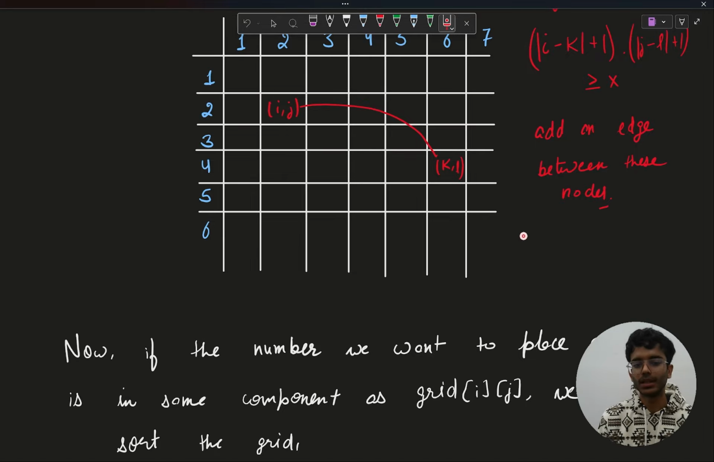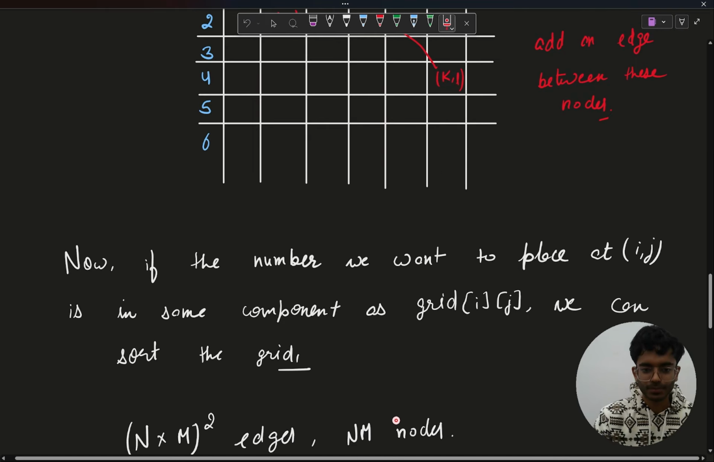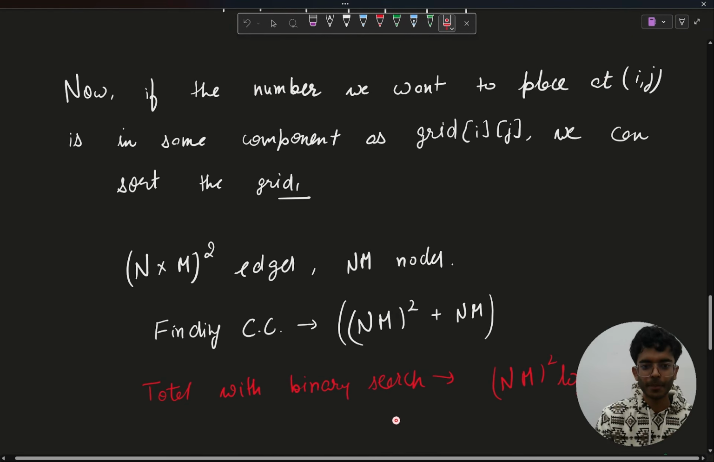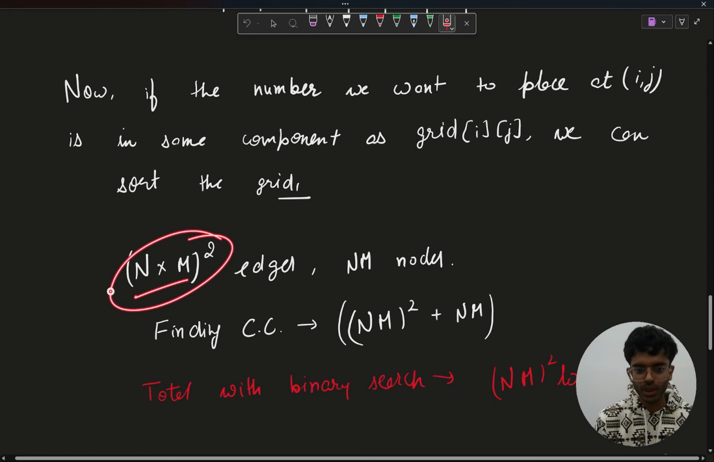We can swap them up, and if that is true for all i, j pairs, then we can sort the grid, right? So this is one possible solution. Now, what would be the time complexity of this solution? There would be n times m squared edges, right?